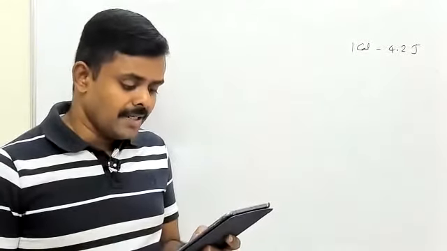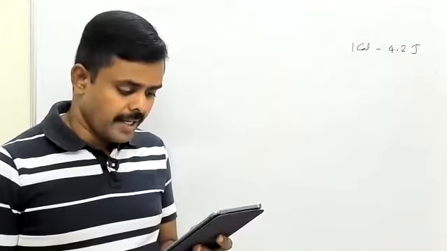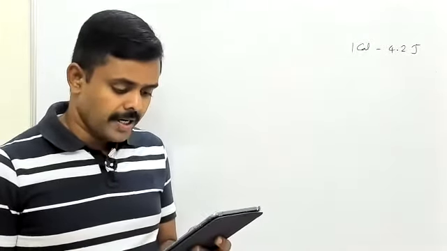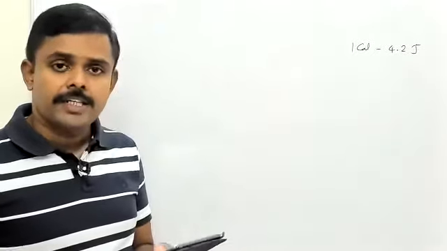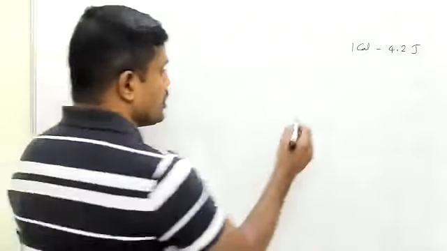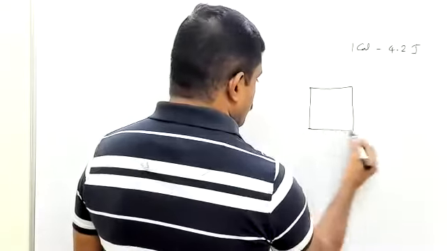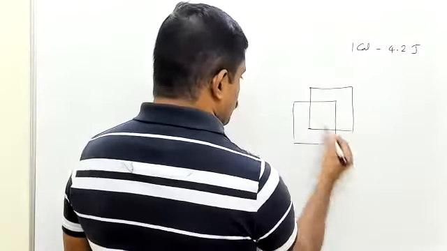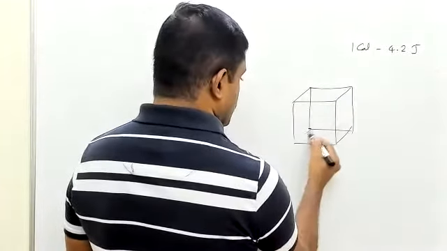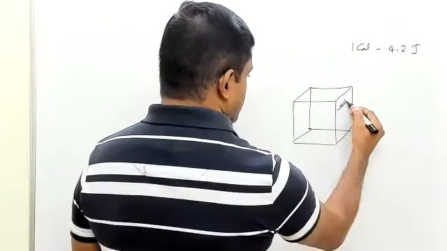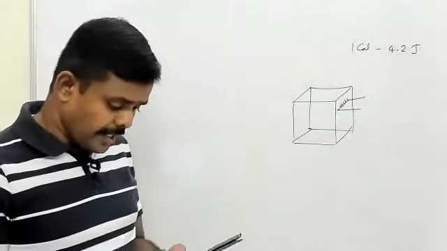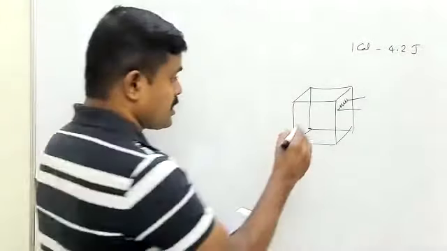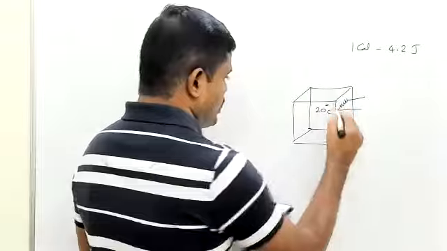A room is maintained at 20 degrees Celsius by a heater of resistance 20 ohm connected to 200 volt mains. So we have a room here. I'm just drawing it. This is a room, and the room has a heater inside. A room is maintained at 20 degrees Celsius, so the inside temperature is 20 degrees Celsius.